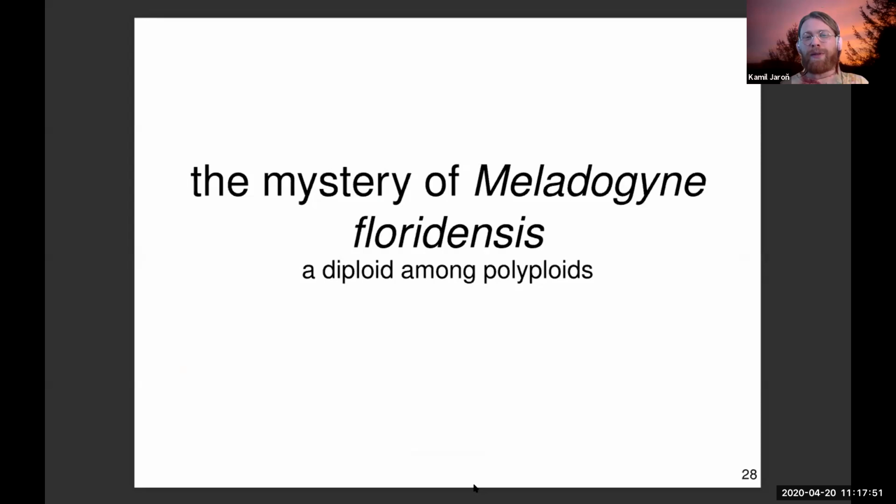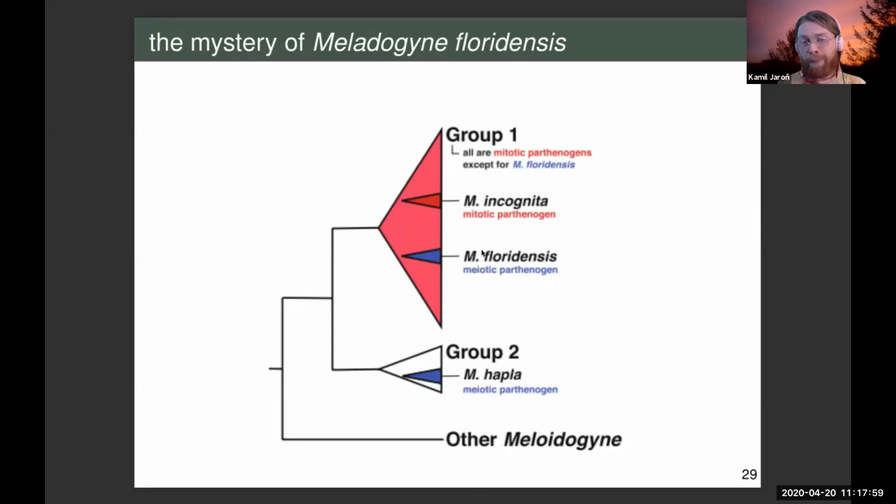They had this really cool system of root-knot nematodes, and one of them is really peculiar. It's Meloidogyne floridensis, and it's peculiar because it's a diploid among triploid or tetraploid species. It's a quite big clade with lots of root-knot nematodes that are a product of hybridization. They've done a lot of work to make sure that this Meloidogyne floridensis is actually part of this clade, somewhere in the middle. And it really is.